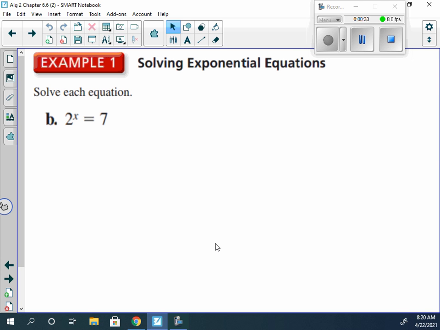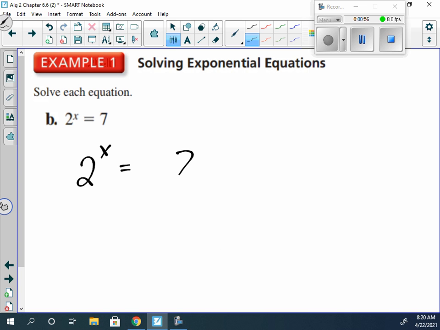So for the ones that we'll look at today, the bases are not going to be the same. So here we have 2 to the x is equal to 7. Well, here the bases are not the same, and there's no way that we can rewrite 7 so that it is 2 to an exponent.